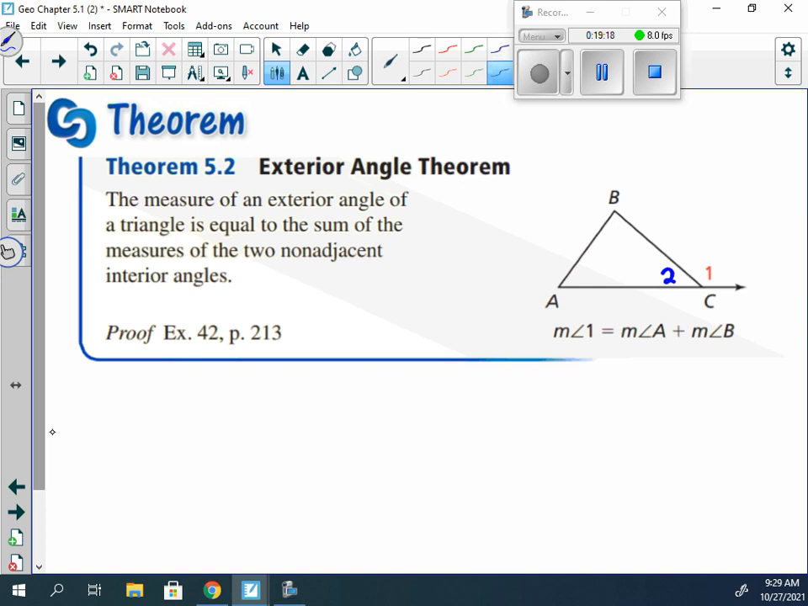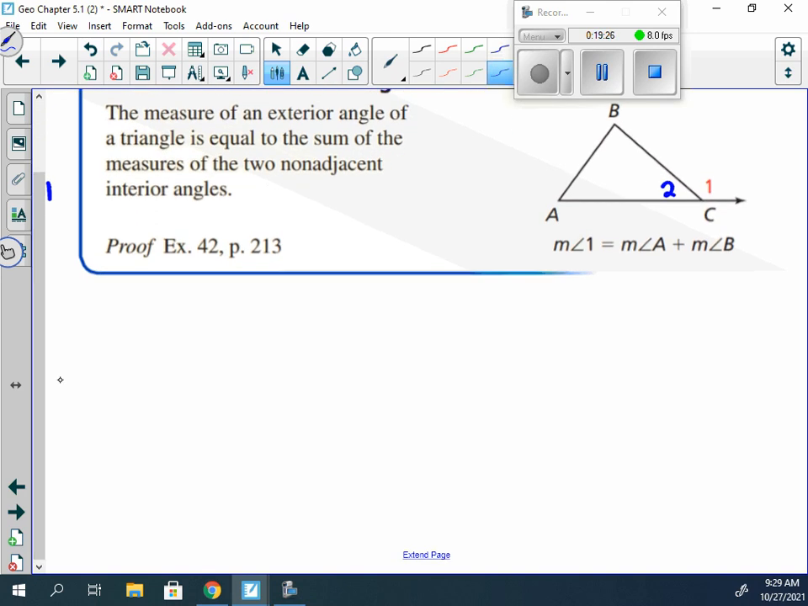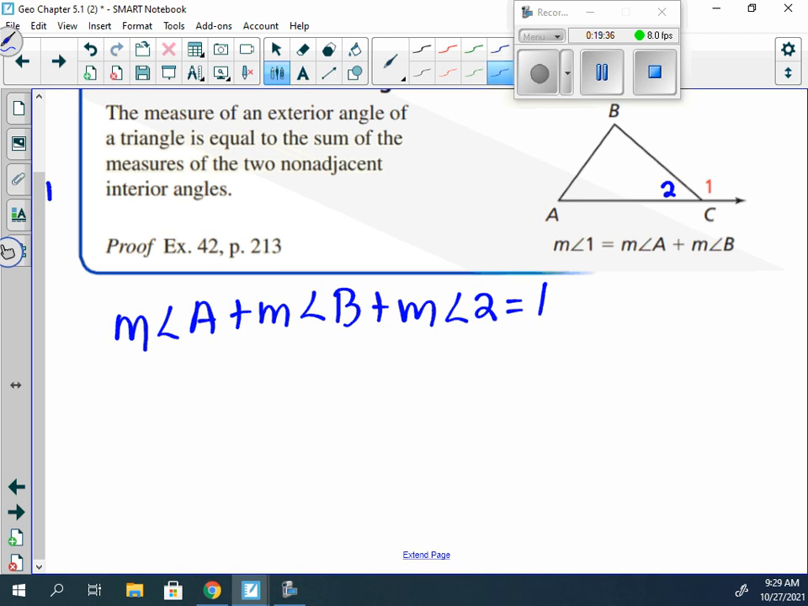Now, instead of just saying this and moving on, I want to actually show this to you. What we've learned and what we know so far is that the measure of angle A plus the measure of angle B plus the measure of angle 2 equals what? 180. And we can call the other two angles A and B because there's exactly one angle at each spot. Now we reference the other angle as angle 2 because we have the exterior angle 1 and the interior angle 2.